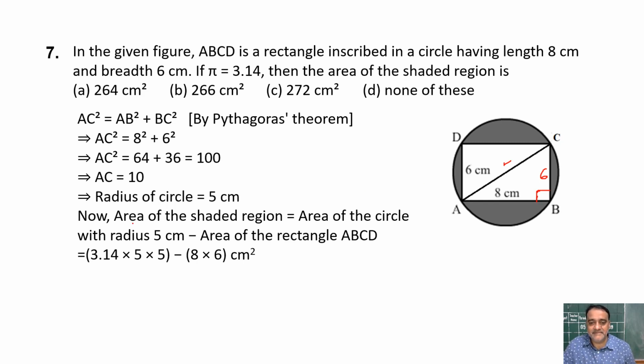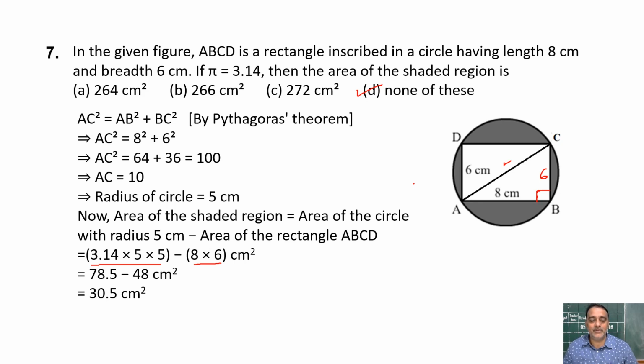So this step is clear? Yes, sir. Right. If you multiply this, you will get 78.5 minus 48. 78.5 minus 48, you will get 30.5. So this is the final answer. Which option is the correct one? Option D, because it is not given in the options, right?